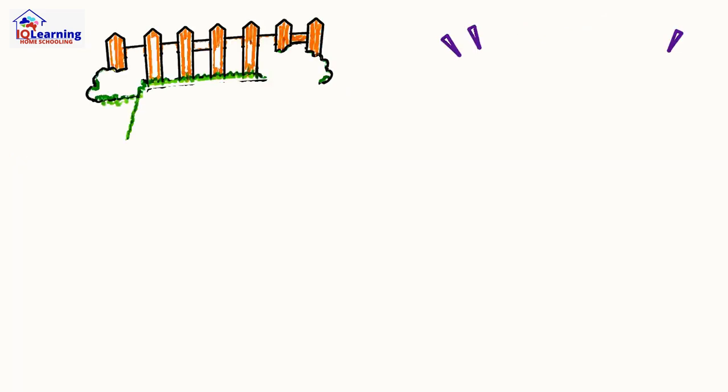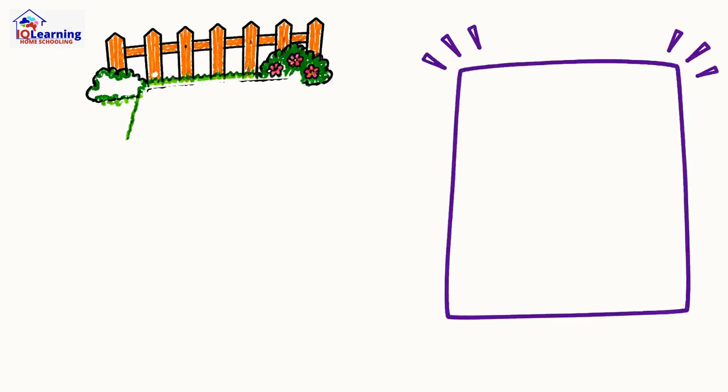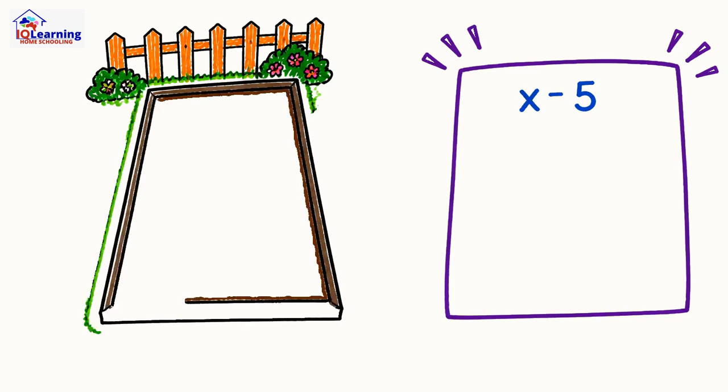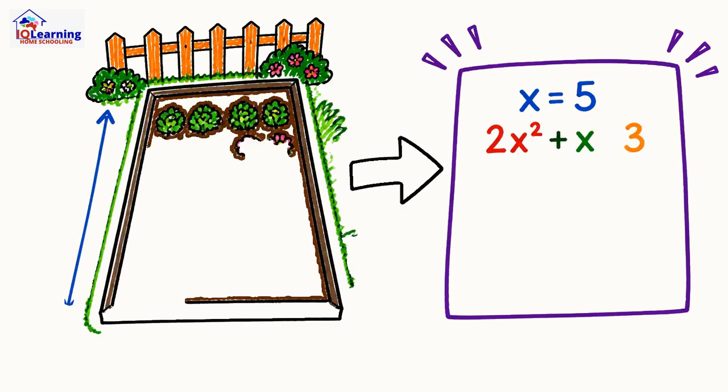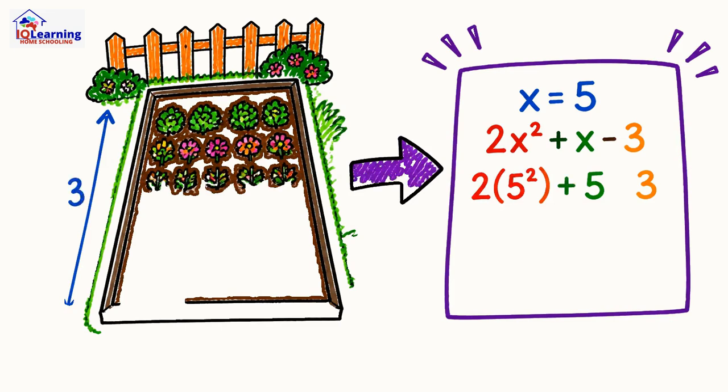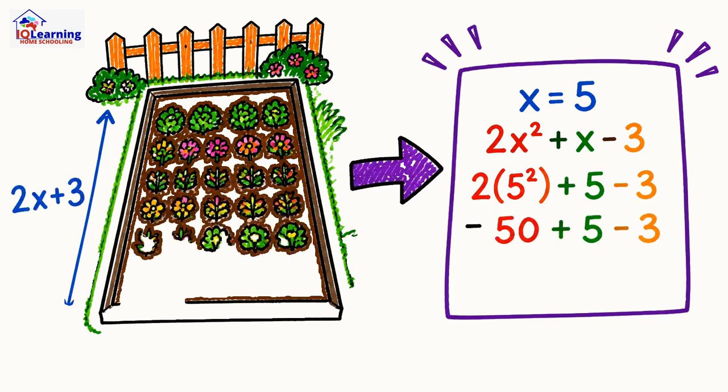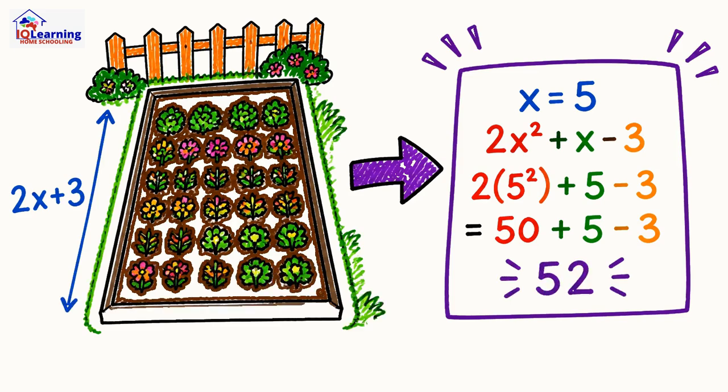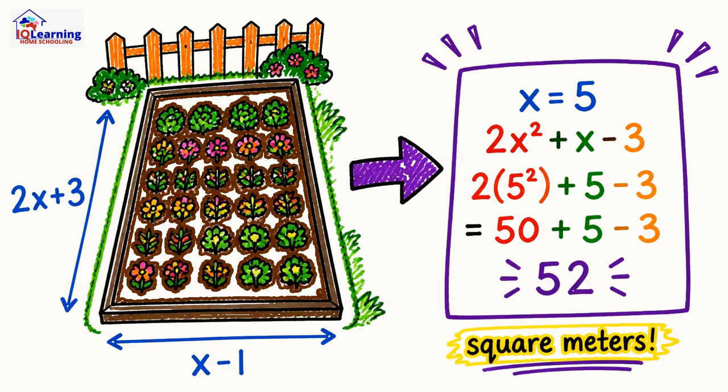And here's where it becomes real. Let's say x equals 5. We plug that into our area formula. 2 times 5 squared plus 5 minus 3. That's 50 plus 5 minus 3, which gives us 52 square meters. Suddenly, that abstract expression tells us something tangible about our garden.